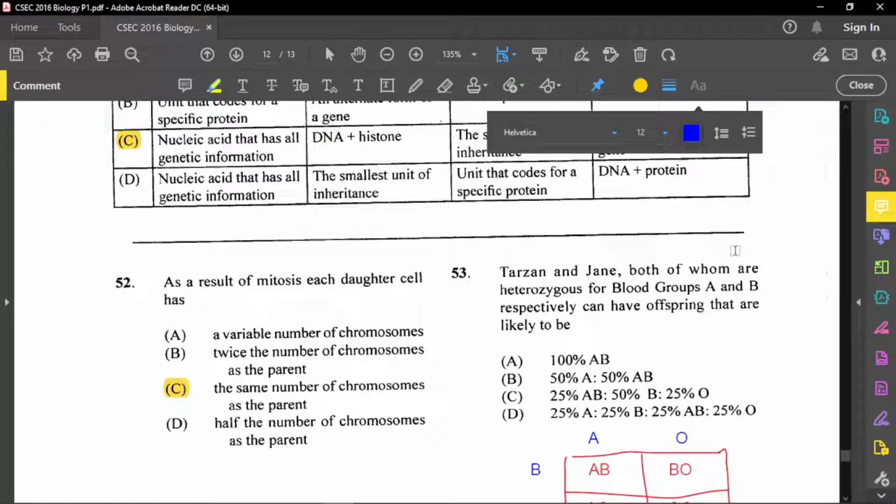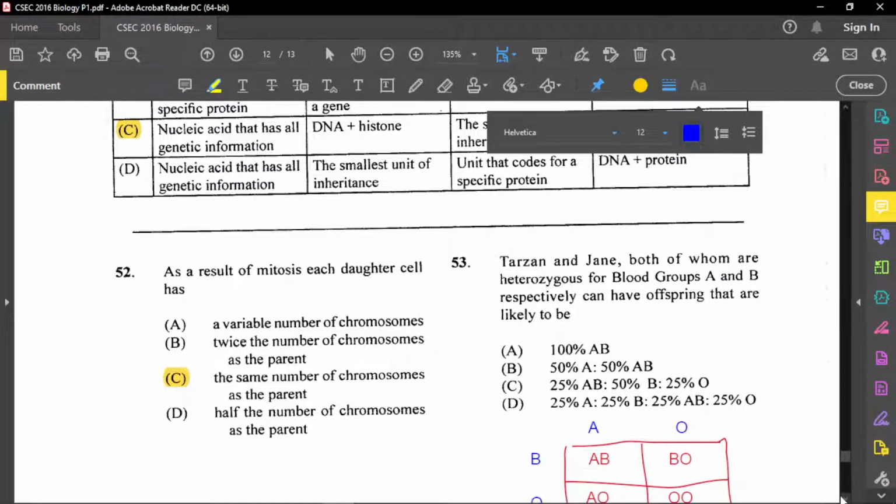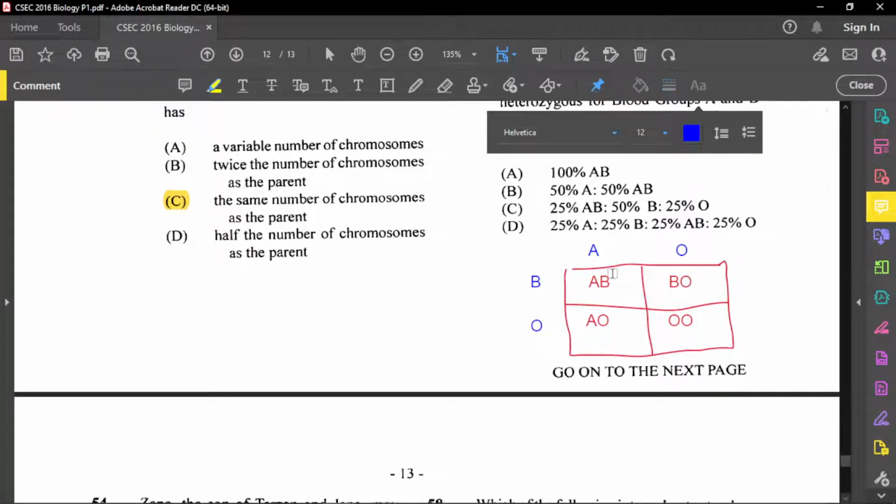53. For question number 53, did I miss out anything? Oh, okay, no. Tarzan and Jane, both of whom are heterozygous for blood group A and B respectively, can have offspring that are likely to be what? Just to make quick use of time, skipping all of that writing. Heterozygous A is AO, heterozygous B is BO.